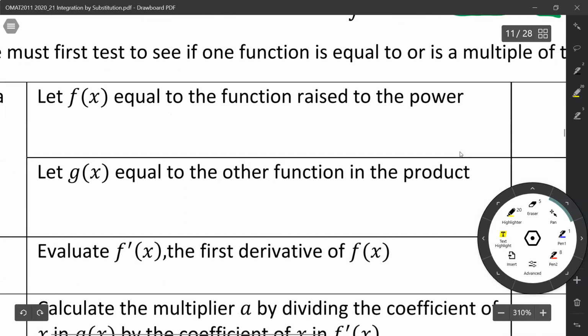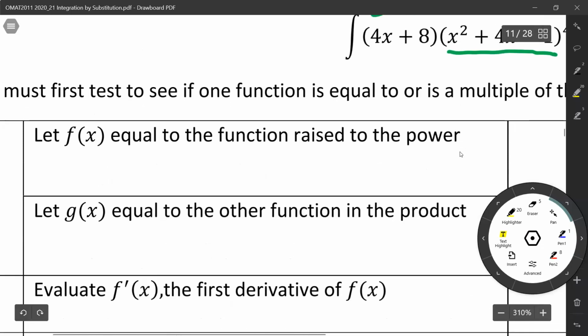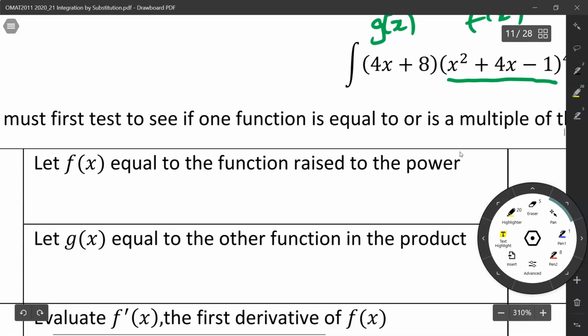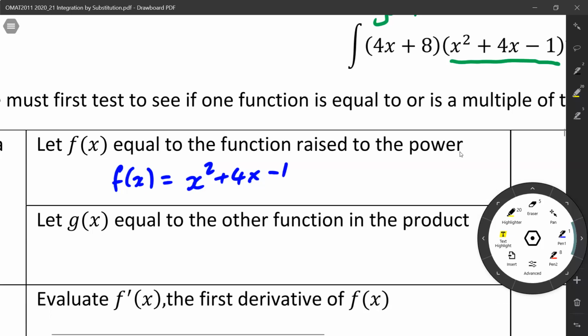And I'm going through bit by bit, so I'll do the calcs in here basically. We say let f at x equal the bigger function. So f at x is equal to, you can see it up there, x squared plus 4x minus 1. G at x is the other function.